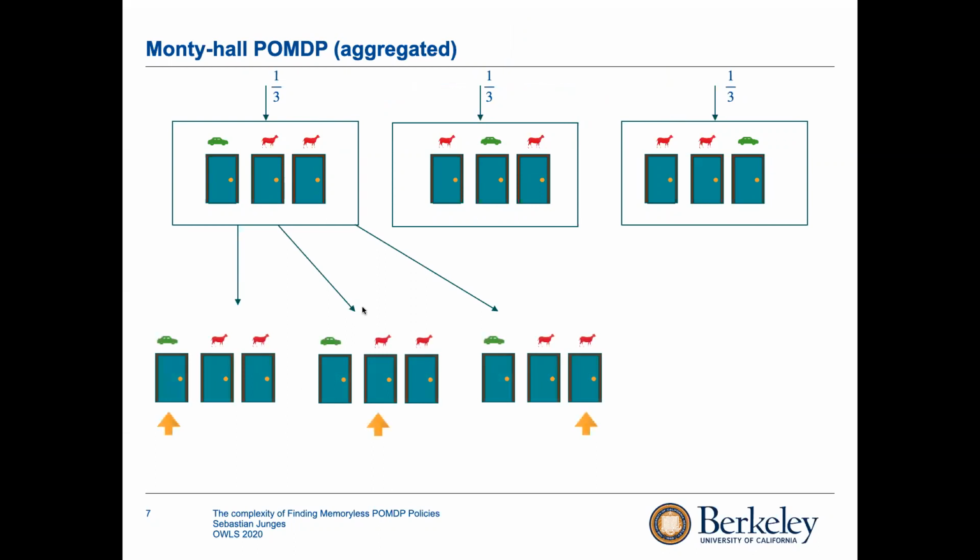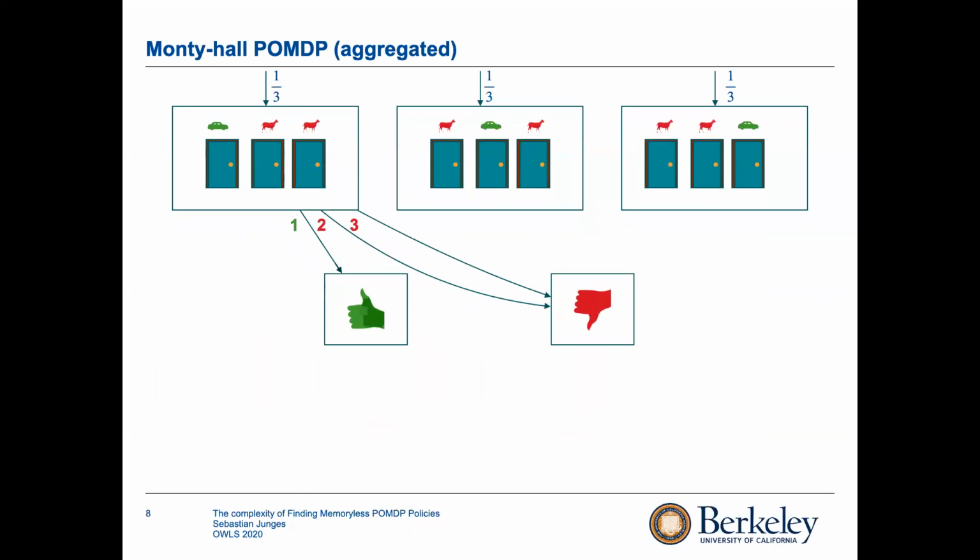And then you have three action possibilities. You pick the first, the second, or the third door. If you pick the first one, you do it correctly, and in the other two cases, it's not good. So this is just a labeling. And then I'm going to aggregate some states. But roughly, the POMDP looks as follows. In every state, there's one action which brings you to the state where you guessed correctly, and two actions where you guessed wrong.